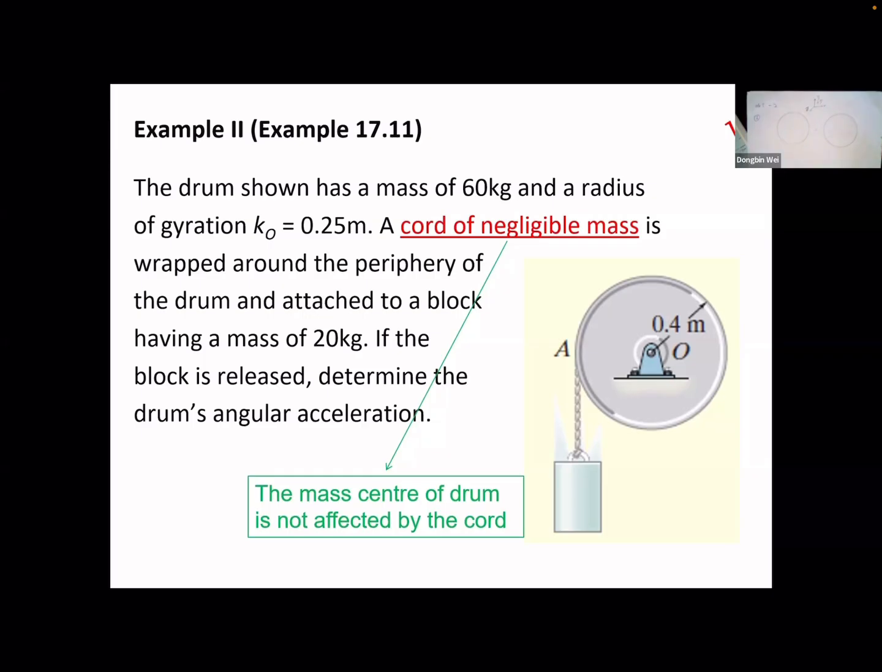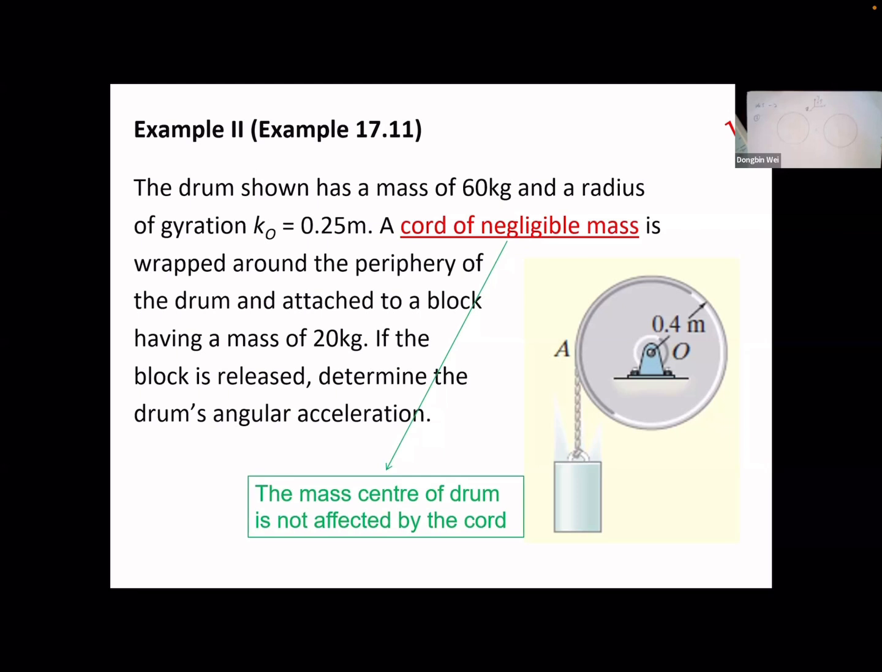Initially, we hold this block, so the whole system is balanced. If we release this block, what will happen? You will see this block go down, and this should be a rectilinear translation, because the moving path of this block will be a straight line. But how about this drum? Obviously, this drum should be undergoing rotation about its fixed axis O.